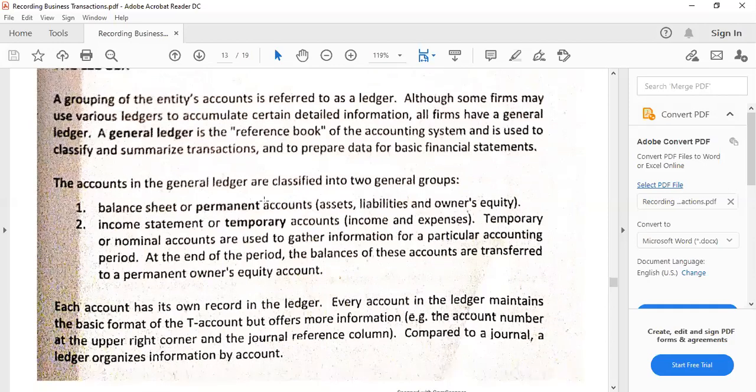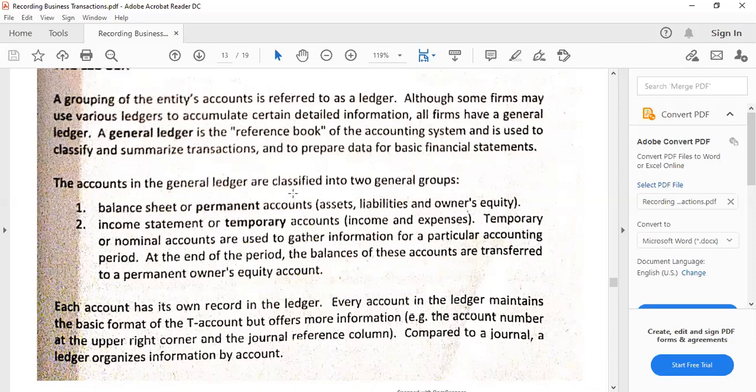The accounts in the general ledger are classified into two general groups. We have the balance sheet and the income statement. Balance sheet accounts are also known as permanent accounts because these are the accounts that would remain after we close all the number two accounts, which are the income statement or temporary accounts, namely income and expenses. So we will know in step 7, or depending on the book again, closing entries or preparation of closing entries, wherein the income statement or temporary or nominal accounts, income and expenses, as well as drawing, meaning the withdrawals of the owner, will have to be closed to the capital account. While number 1 will remain.